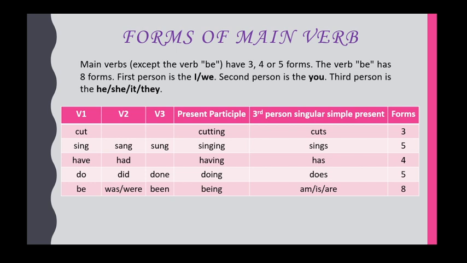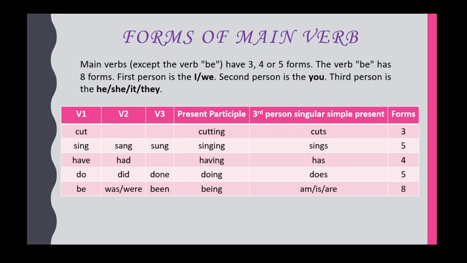First comes cut. Now, cut will remain the same for 3 forms, whether in the first form of the verb, the second form of the verb, or the third form of the verb. But it will change when it comes to the present participle, or the present continuous. That is cutting. Cut will be changed to cutting. In the third person singular simple present, it will become cuts.